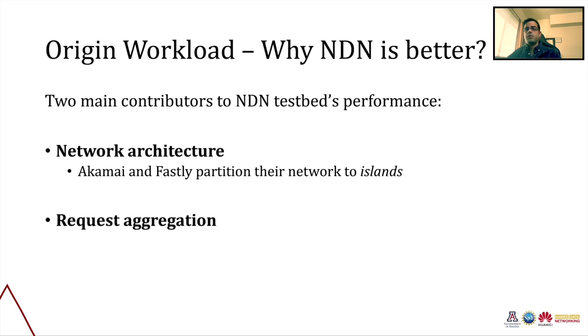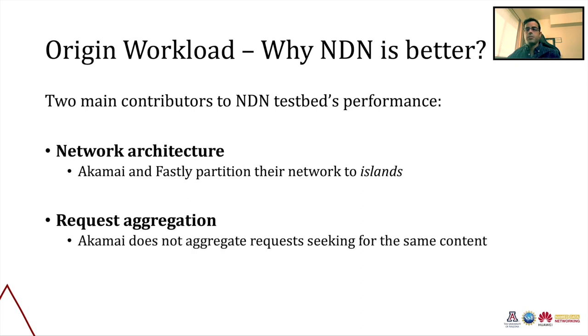The second reason is request aggregation. NDN natively aggregates the requests for the same content because of using the pending interest table. We also confirmed that Fastly supports this feature, but in Akamai, if multiple end users ask for the same content, it will send all those requests to the video server without aggregating them. This also partially explains why Akamai incurs the highest traffic load to the video server.